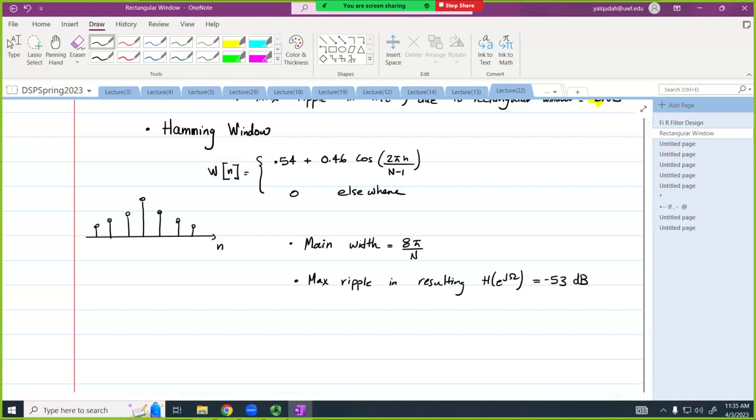Now there are other windows as well. So we have Hanning, we have Blackman, and we have Bartlett. So all these are different windows that we can use to design our filter.